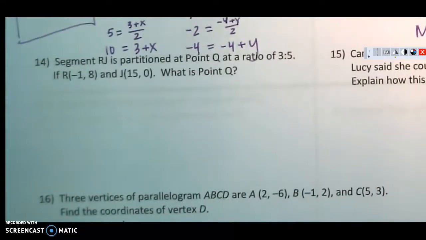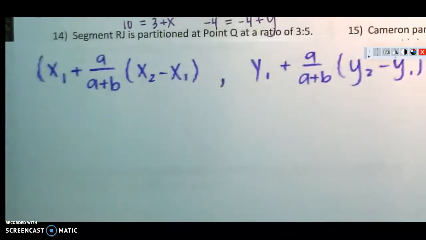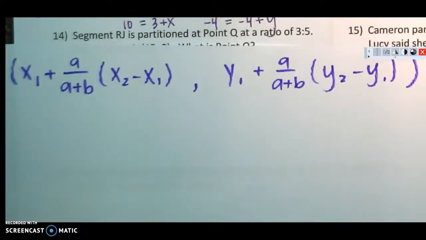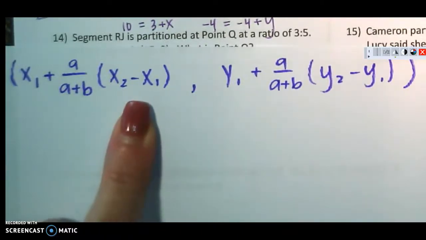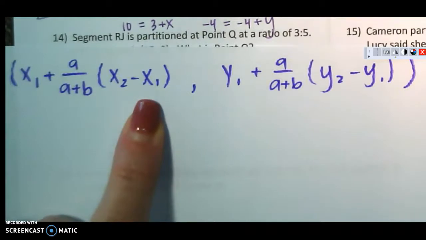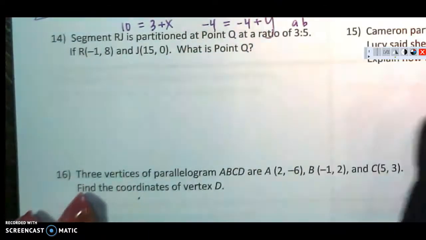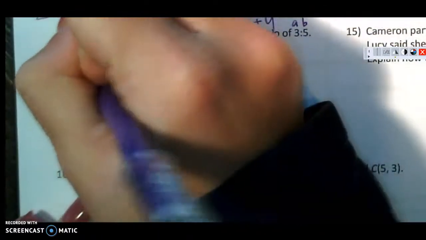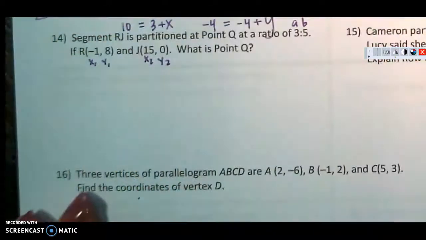All right, now let's move to partitioning a segment. Now guys, this is the super long formula that we covered prior to leaving for the quarantine. So this long formula is actually on your EOC formula sheet. So if you need to jot this down, pause the video, jot it down. But this is what I'm going to be plugging in. So here's my A, here's my B. Here's x1, y1, x2, y2.